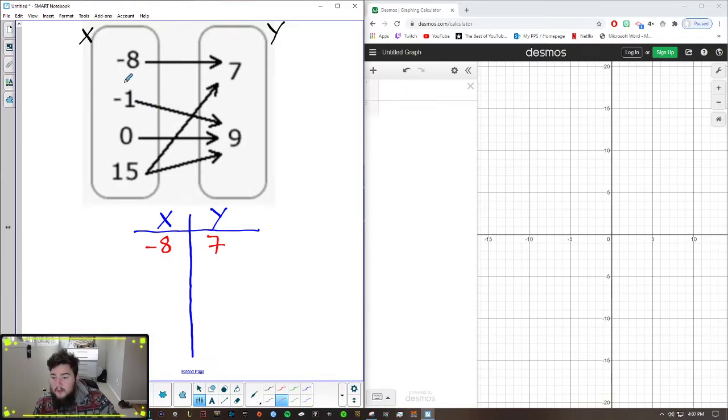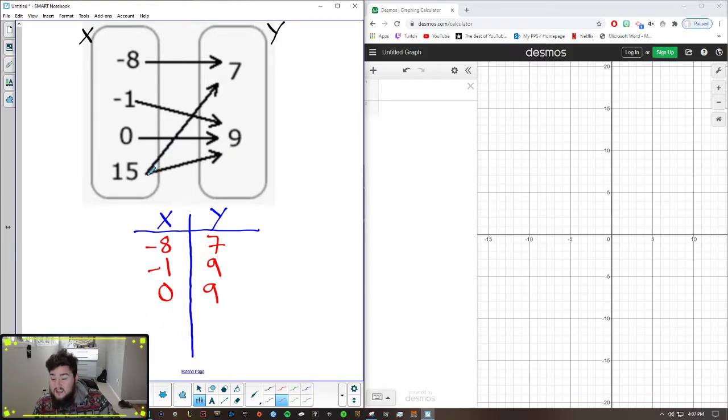Okay, now I'm going to look at my -1. That's an x value, and I can see my -1 is going to the 9. So I know I have the point -1, 9. Okay, I have no more arrows, so let's go to the next one. I have 0 as an x value, and my 0 is going to 9. 0 only has one arrow, so I know that I don't have to write 0 any more times.